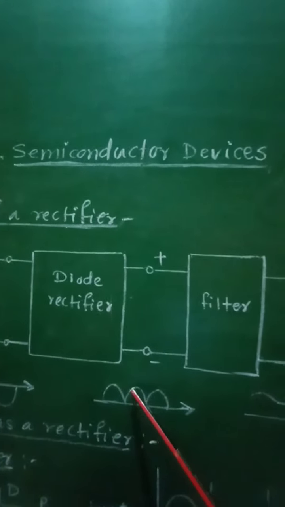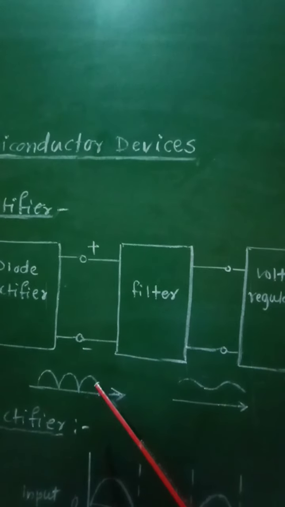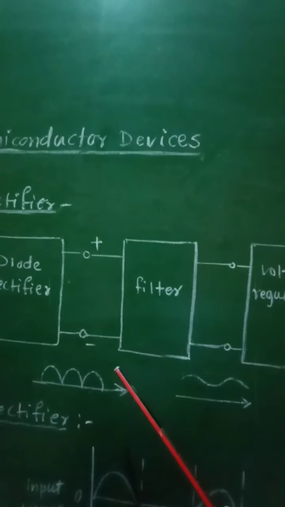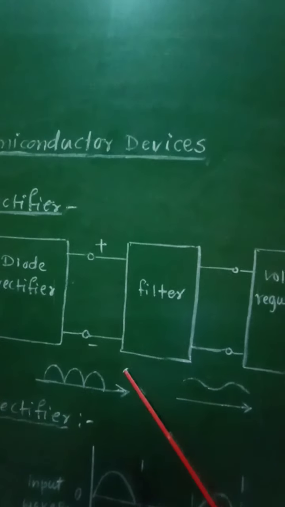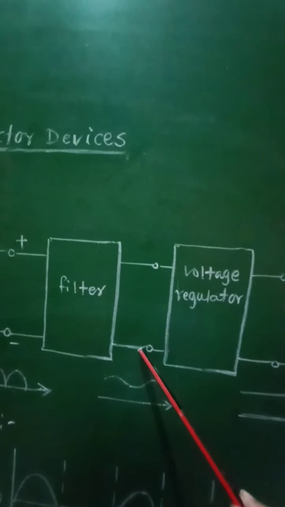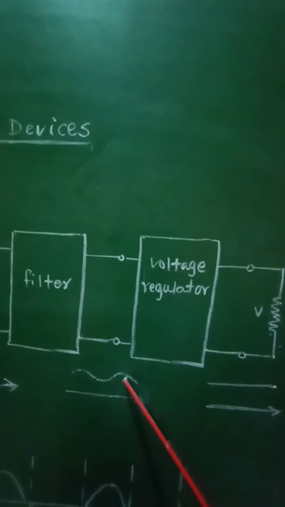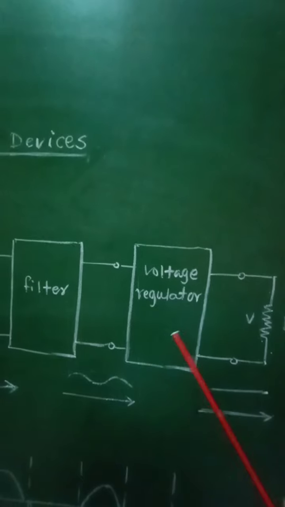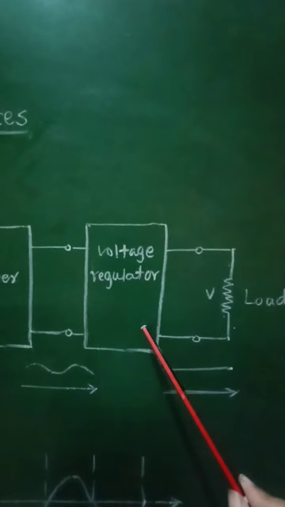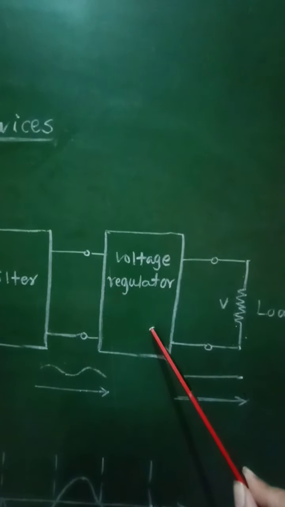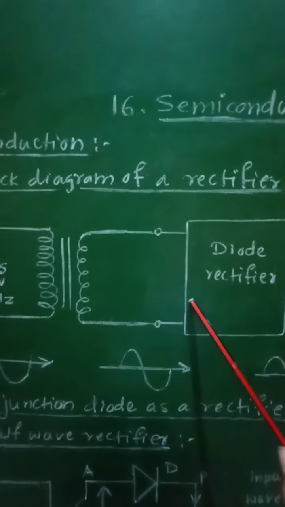Now this ripple will be removed by the filter circuit. The filter circuit will remove the AC component, that is ripple, present in the DC output of the diode rectifier, and then the output of the filter circuit is almost pure DC. Then the output voltage across the load is made pure DC with this voltage regulator. So this will be the working of this diode rectifier circuit.